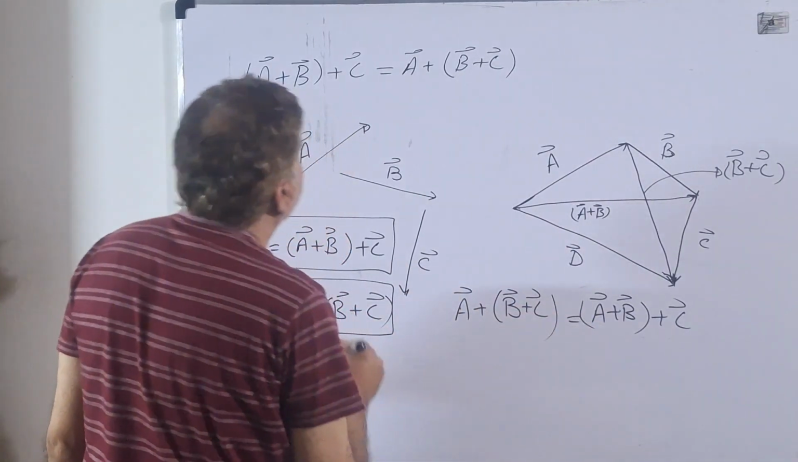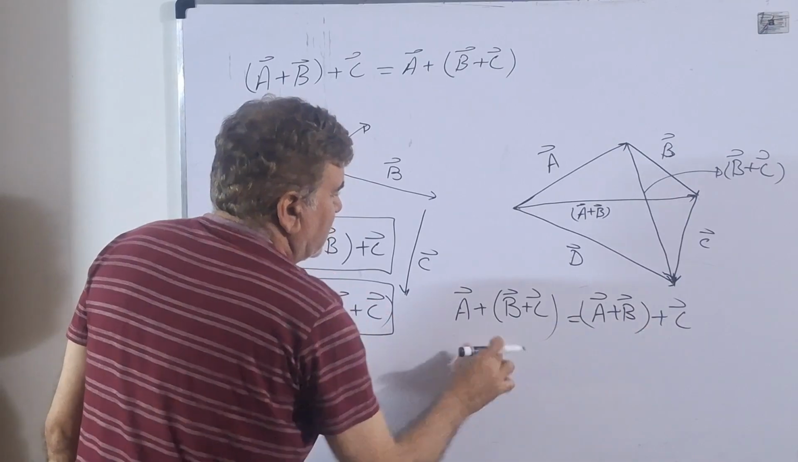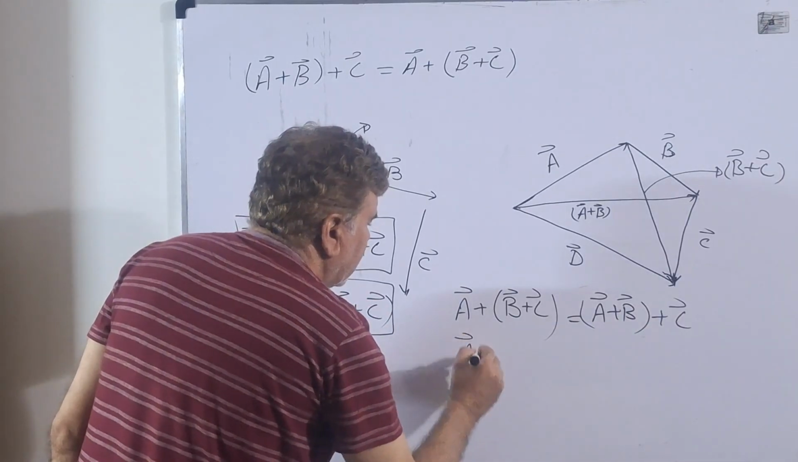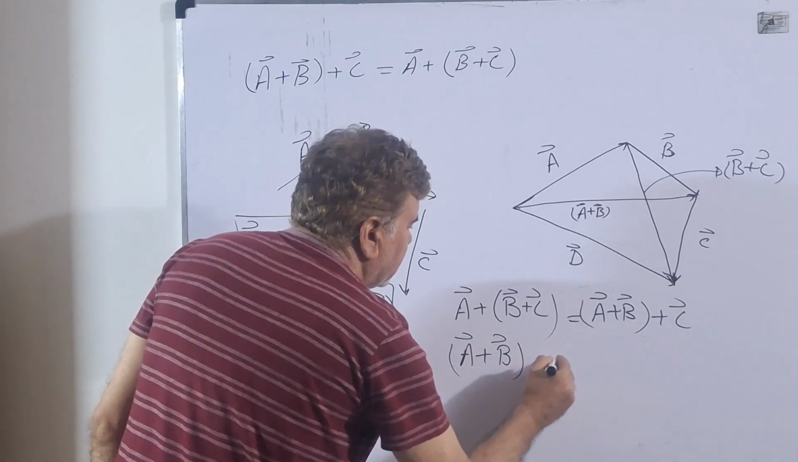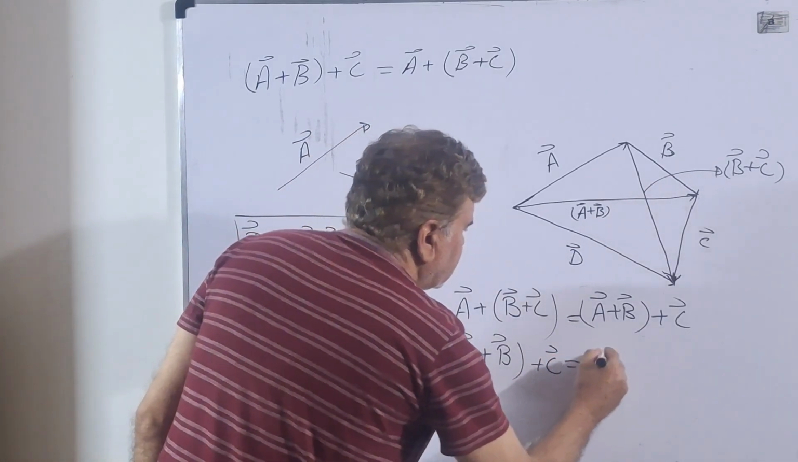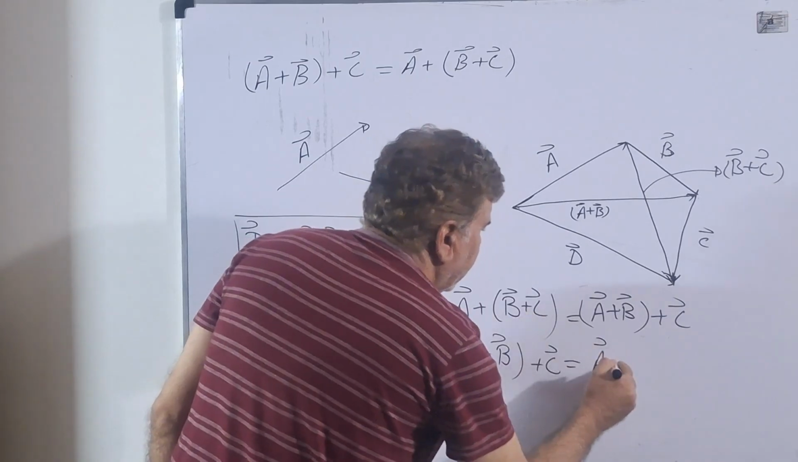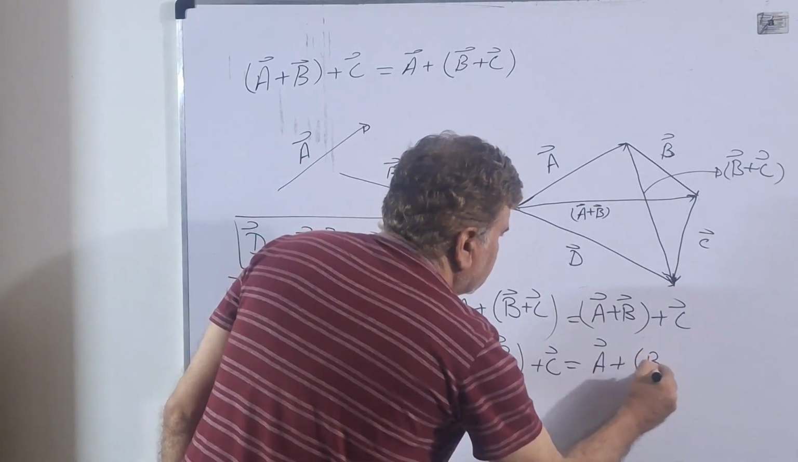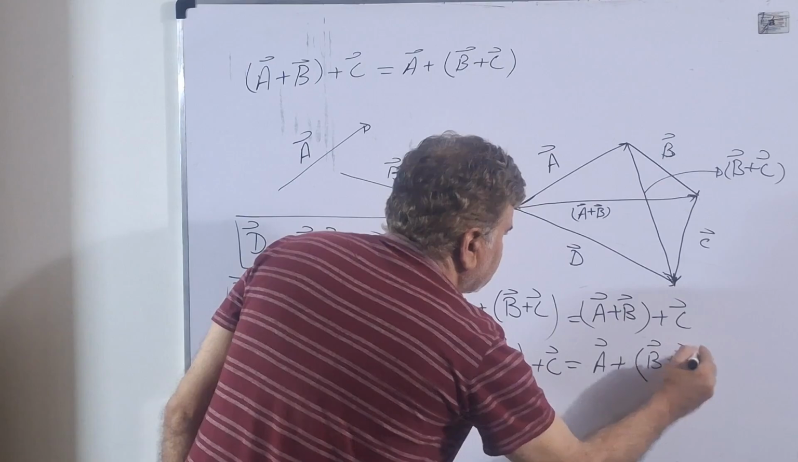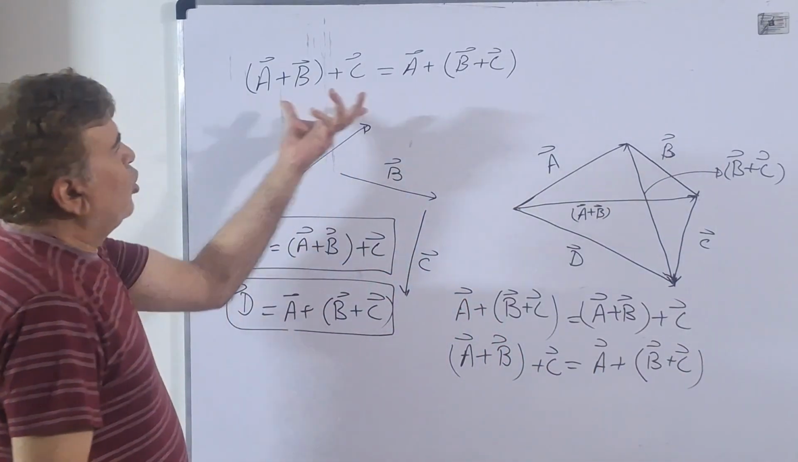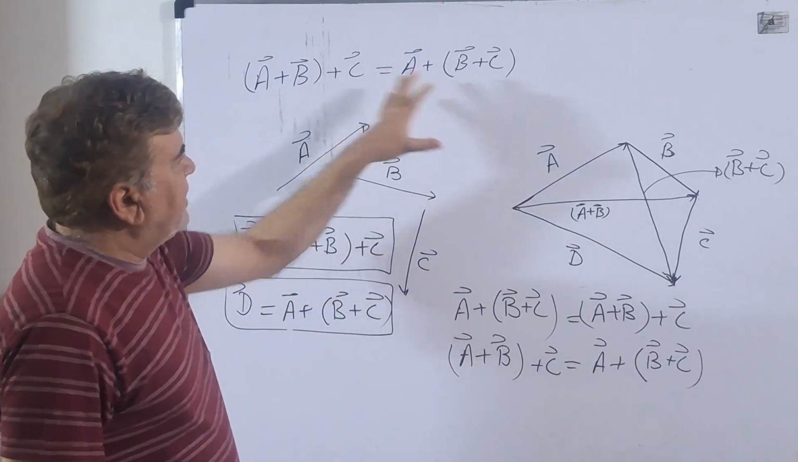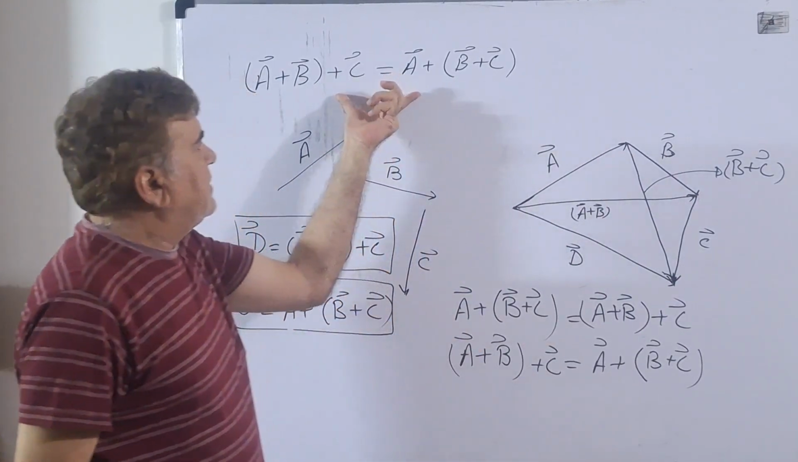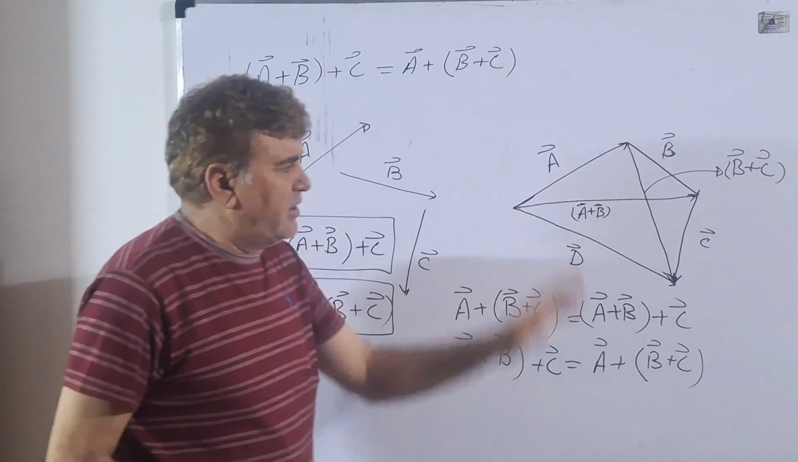So by writing this to the left, I can also write it like (A plus B) plus C equals this side, A plus (B plus C), which is the required relation. So vector addition is associative, that is, this relation holds for vector addition.